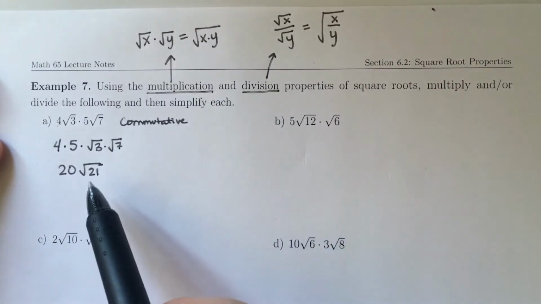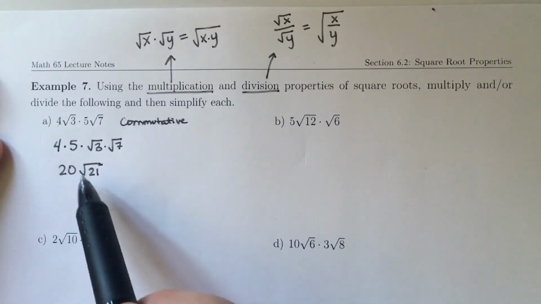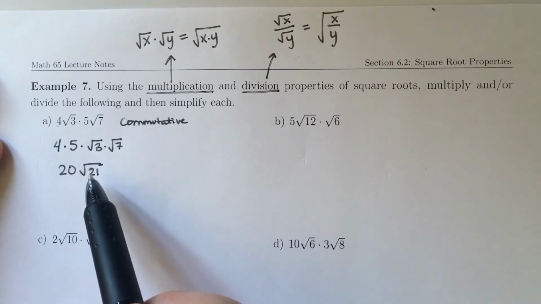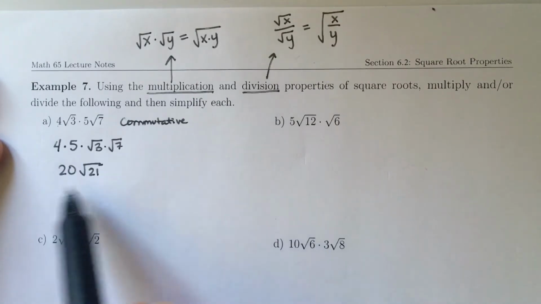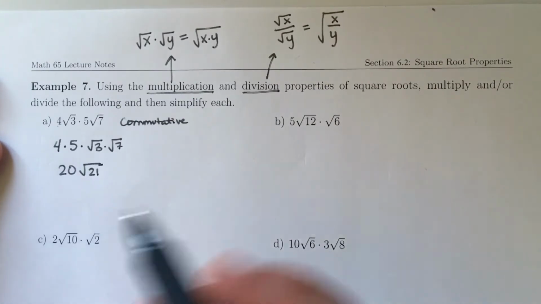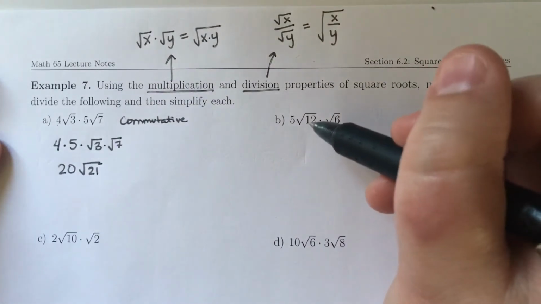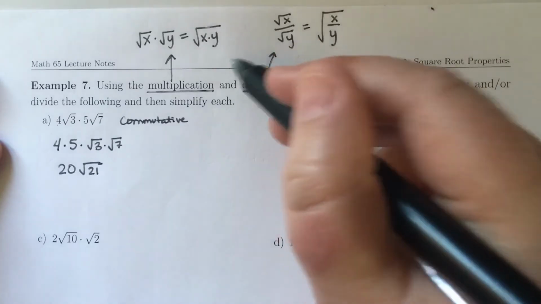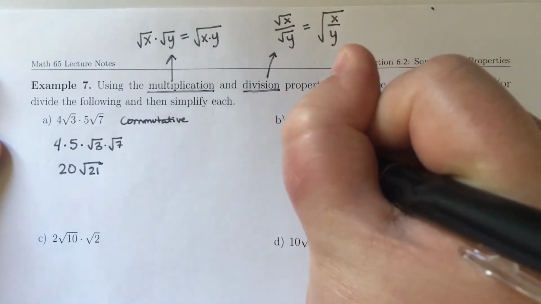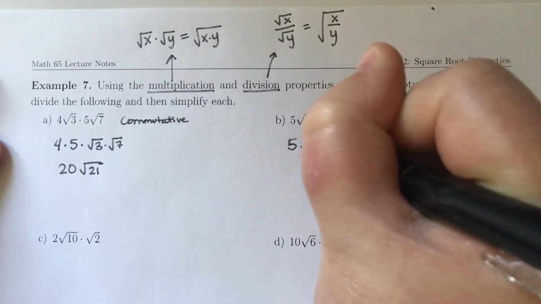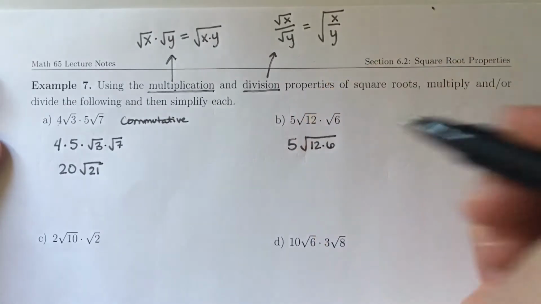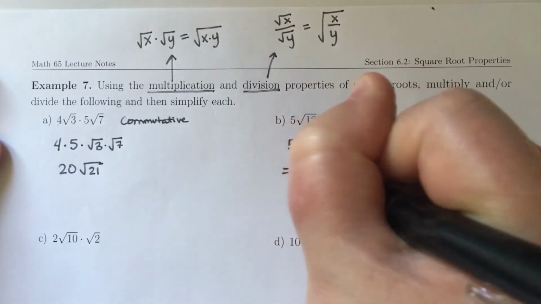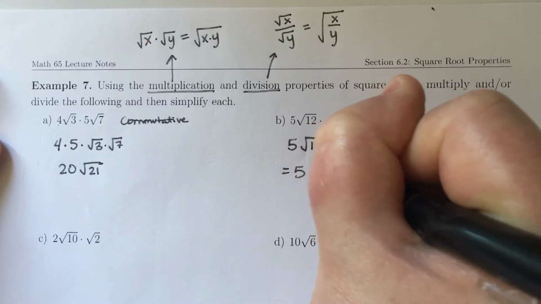I should mention, though, that you should look to see if what's under the square root has a perfect square factor. Remember, that's how we simplify square roots, but this 21 doesn't. So let's try the next one. I have 5 square root of 12 times square root of 6. By the multiplication property, I can write this as the square root of 12 times 6, which is 5 times the square root of 72.